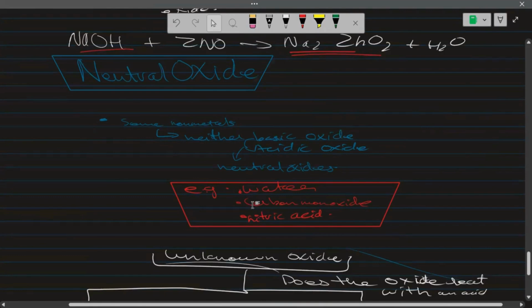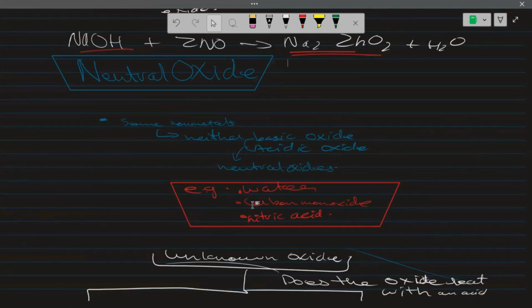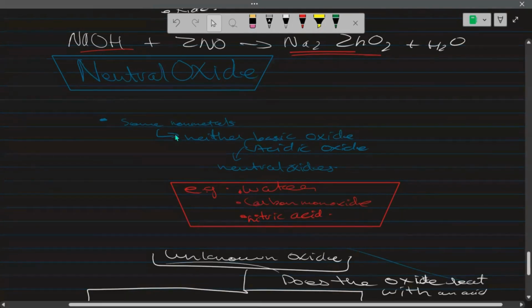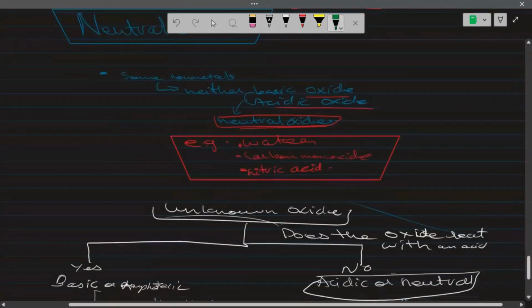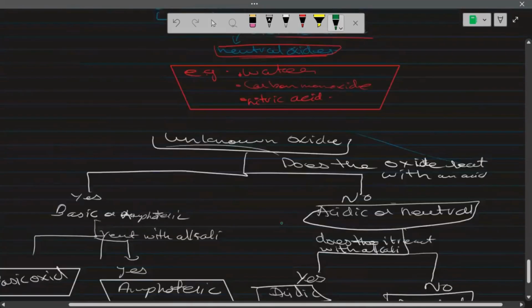Now let's go on to neutral oxides. Some non-metals form oxides that show neither basic nor acidic properties. These oxides are called neutral oxides. So what are some examples of a neutral oxide? We can take water, carbon monoxide, and nitric acid as some examples of neutral oxides. So we are done with neutral oxides.